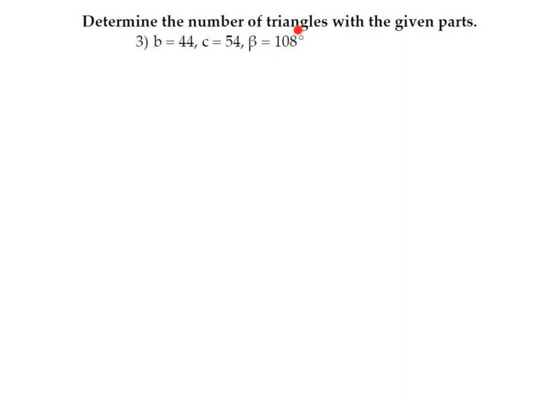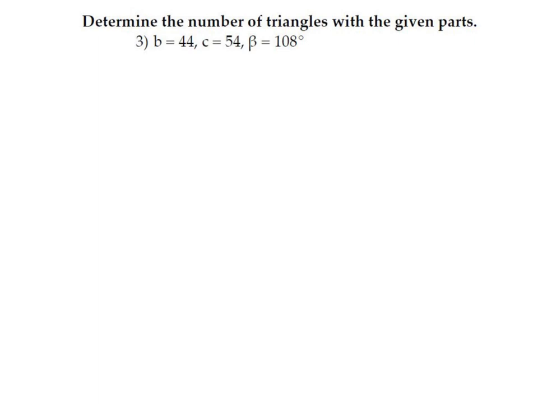Well, this is beta. The side opposite of the obtuse angle will be the longest side, so B should be the longest. But C is longer than B, which suggests that C's opposite angle, gamma, should be the biggest, and there's no way it can be bigger than 108. There's no triangle that's possible for this.